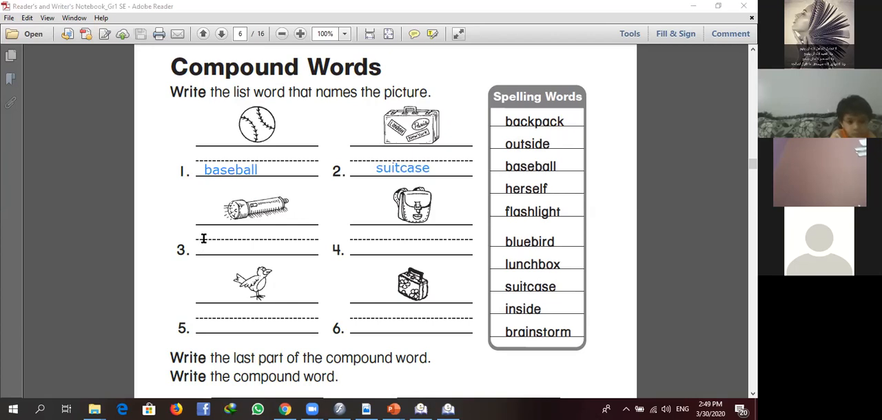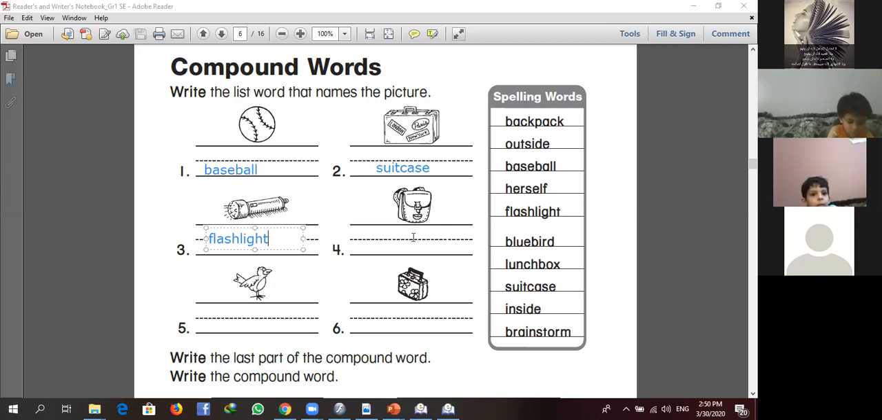Menwer, it's your turn. Menwer is not with us. Menwer? Hello. Minwar. Come. Okay, Ali, answer this. Flashlight. Flashlight, that's right. Amazing.